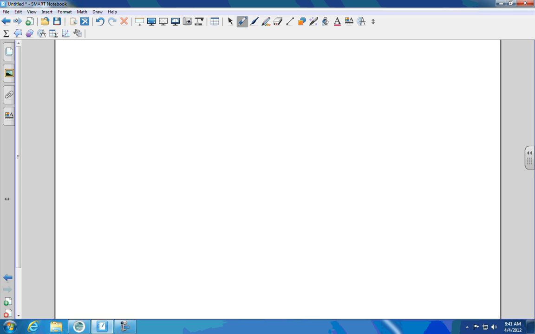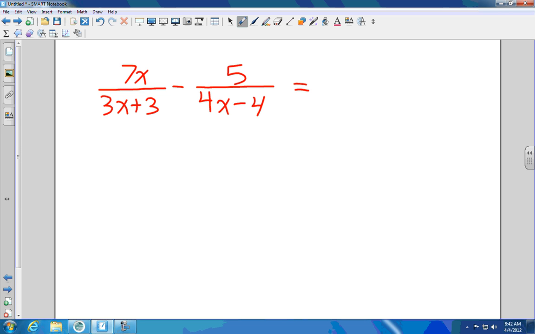7x over 3x plus 3, minus 5 over 4x minus 4, equals 3x over 2x plus 2. So, starting fresh. Another example. We're doing all the same steps that we did in the last one. So we check first what?